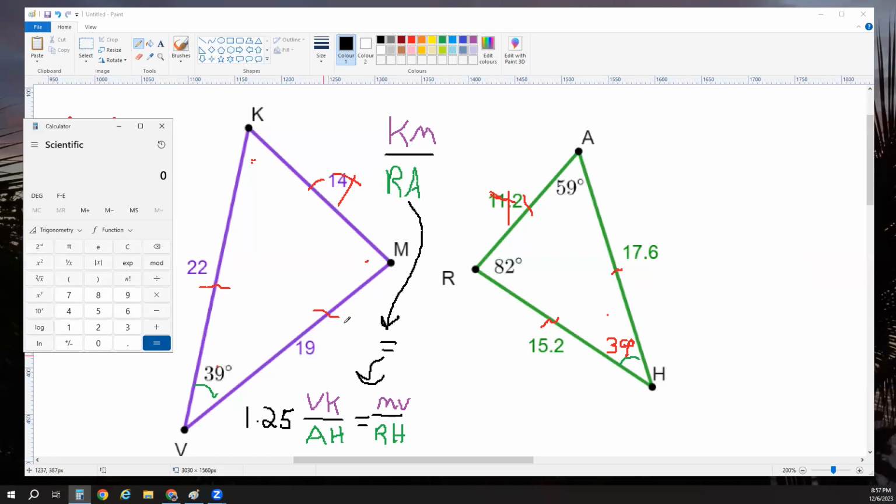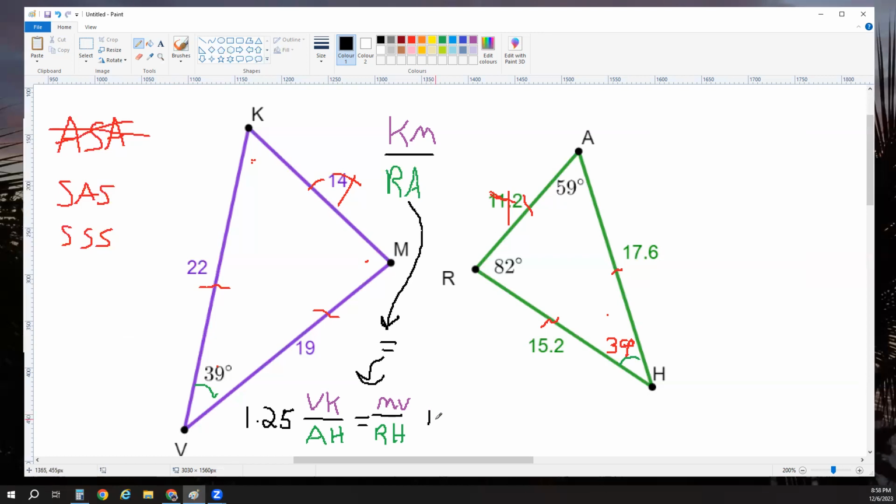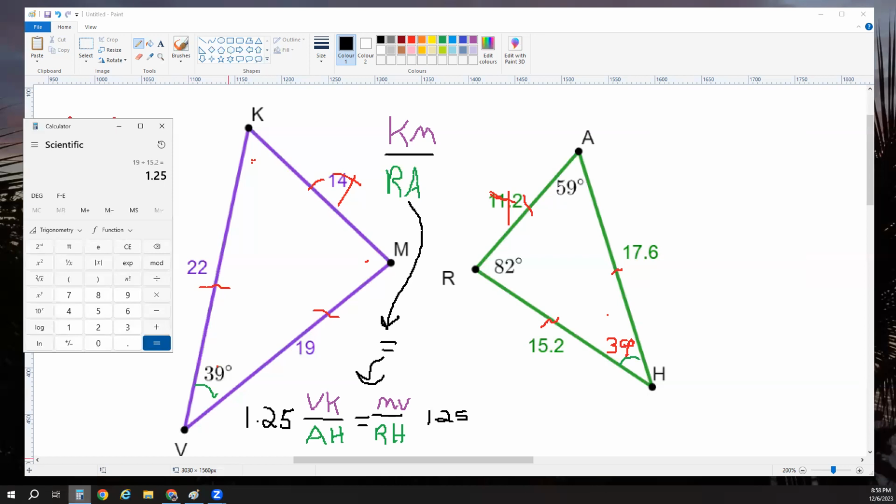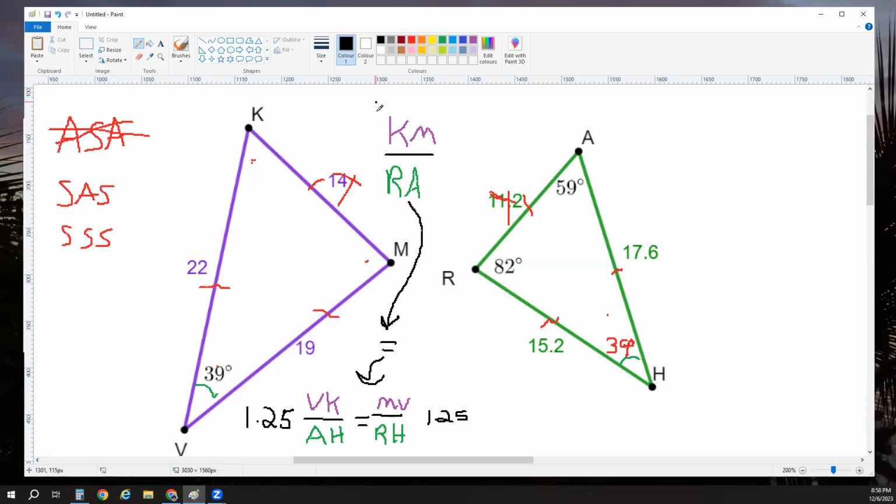And then we're going to do 19 divided by 15.2 equals 1.25. And just for the fun of it, we'll do the top one as well. So it's going to be 14 divided by 11.2, and lo and behold, 1.25. So we know we have more than enough to say that these two are similar.